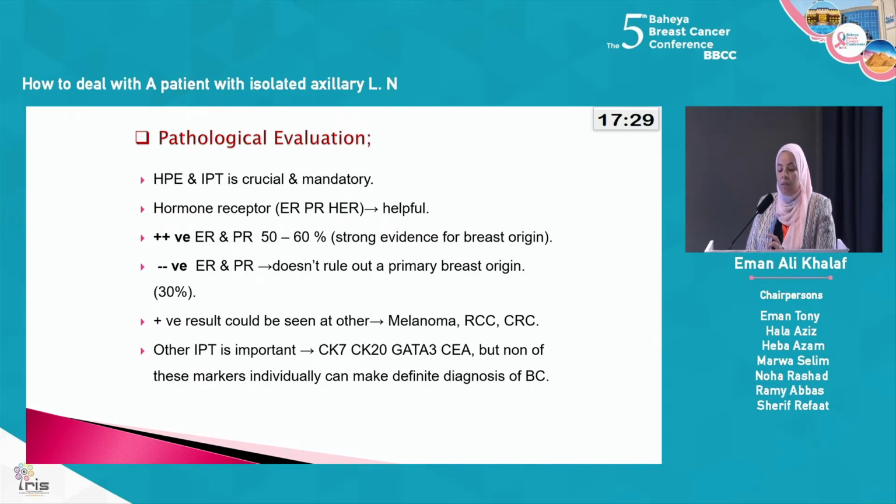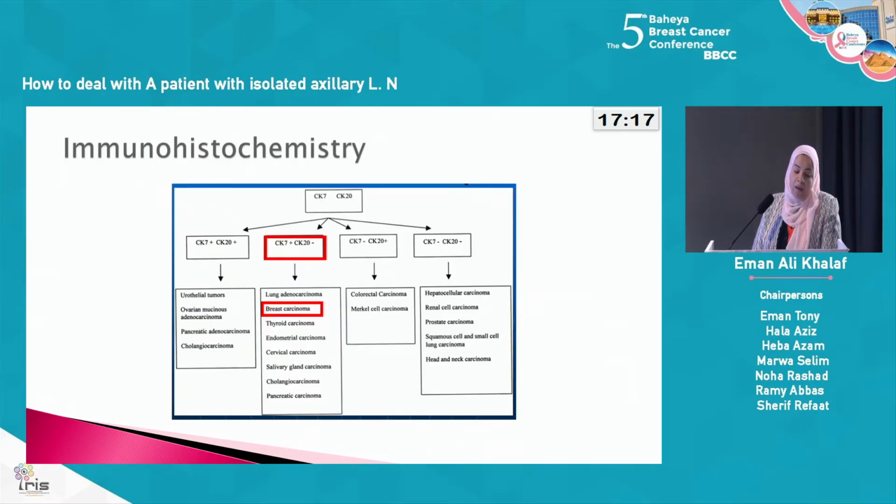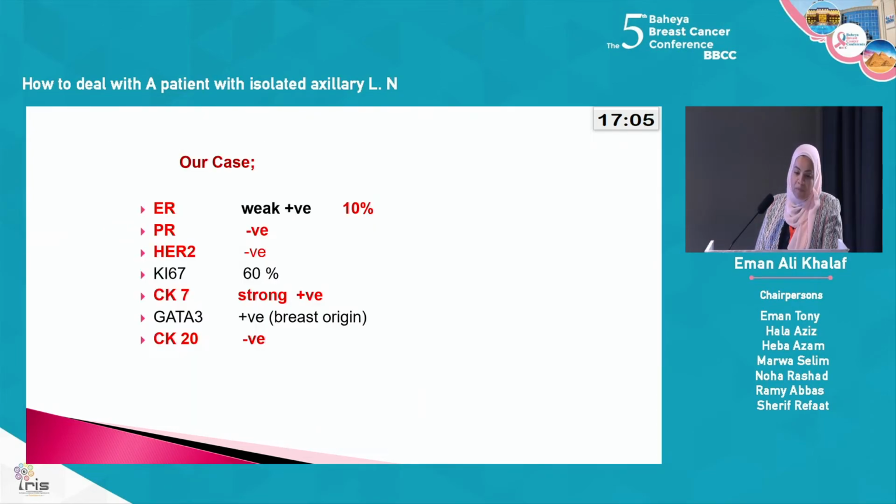So the other immunophenotyping in such cases is very important, like CK7, CK20, GATA3, but none of these markers individually can make a definite diagnosis of breast cancer. As we see in this figure, the different expression profiles of cytokeratin 7 and cytokeratin 20 can help to differentiate between a very wide range of malignancies and histologies.